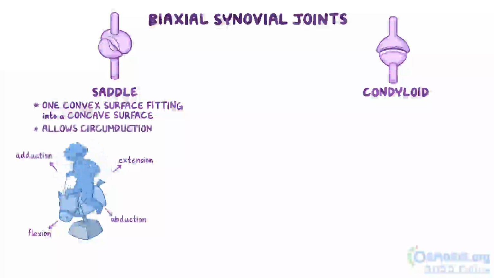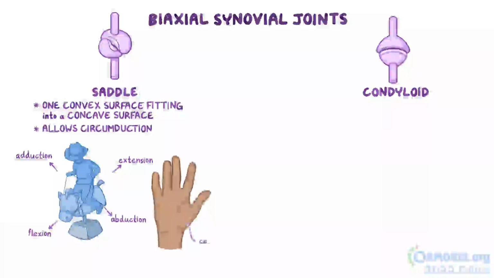A good example is the joint of the thumb and the hand, called the carpometacarpal joint of the thumb. Move your thumb around and see for yourself.